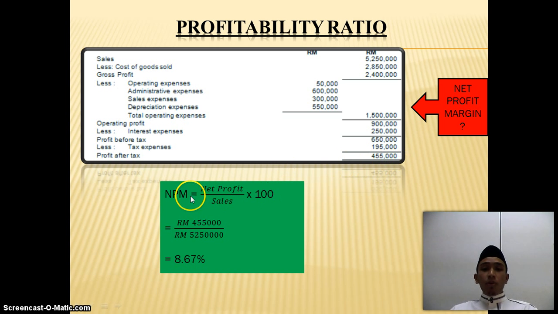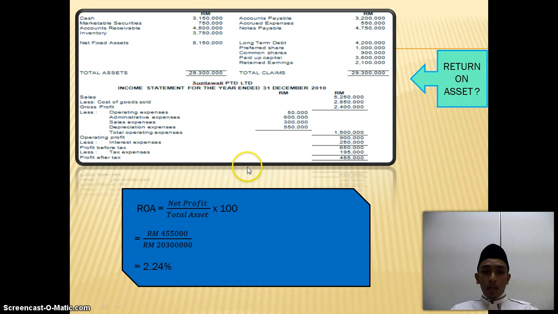Okay, for net profit margin, we use the formula which is net profit over sales times 100. So net profit we can get from here, 455,000 over sales here, 525,000 times by 100, and you will get 8.67%.